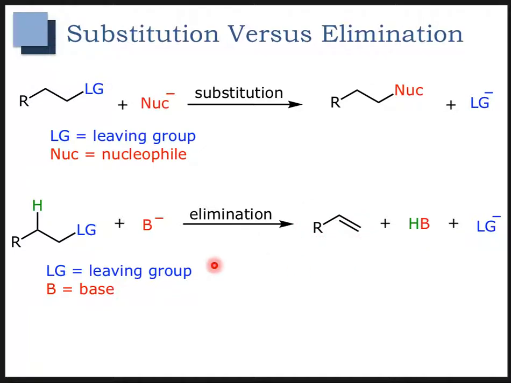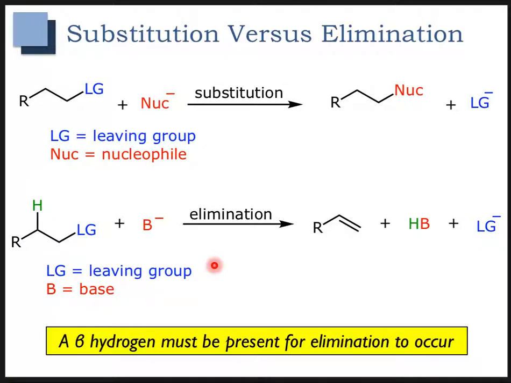Notice that that beta hydrogen is very critical and must be present for elimination to occur. If it's not there, then you can't have an elimination reaction.